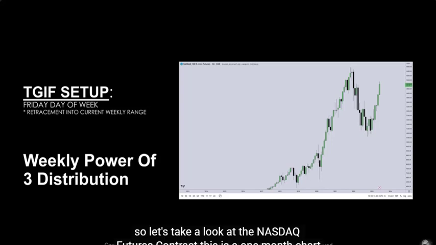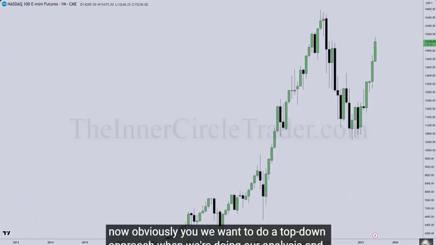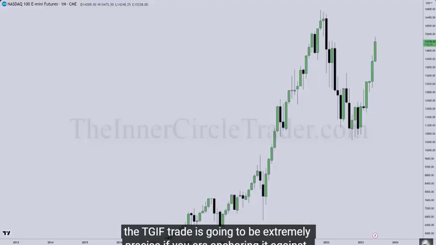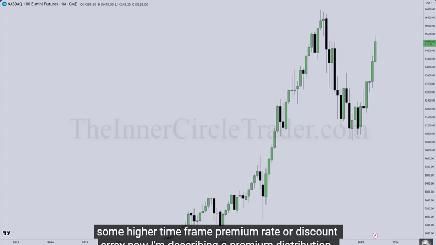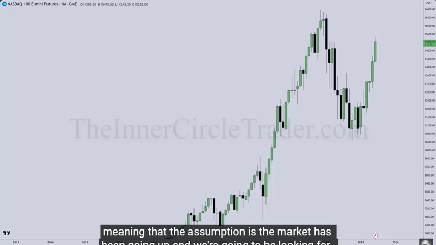So let's take a look at the NASDAQ futures contract. This is a 1 month chart. Now obviously, we want to do a top-down approach when we're doing our analysis. The TGIF trade is going to be extremely precise if you are anchoring it against some higher time frame premium array or discount array.